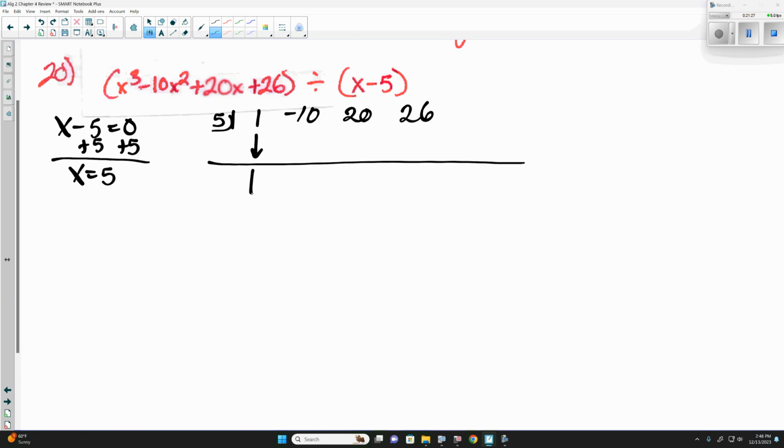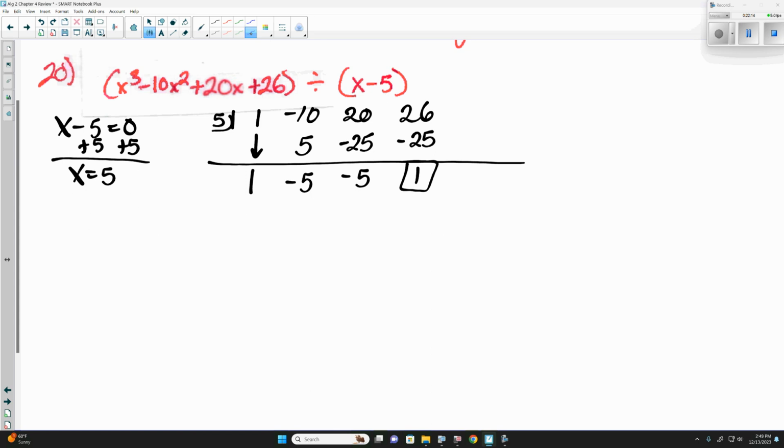The next part is going to be multiplying. Our 5 times 1 is 5. Negative 10 plus 5 is negative 5. 5 times negative 5 is negative 25. 20 plus negative 25 is negative 5. 5 times negative 5 is negative 25. And lastly, 26 plus negative 25 is 1. Questions on any of this here? Questions on anything we've done so far?